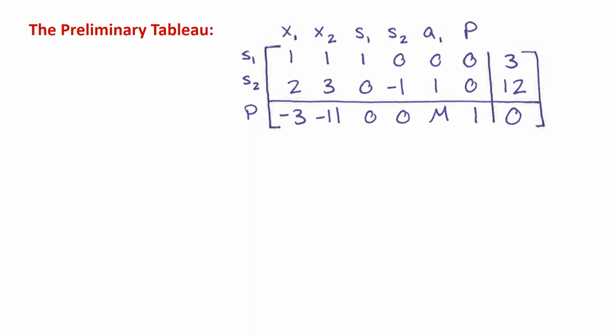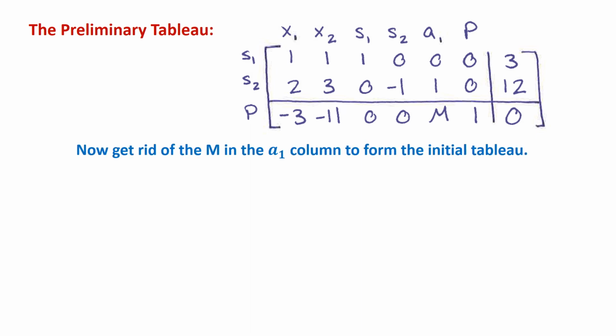Now remember, this is called preliminary because this still does not have a feasible solution. We can see that our basic variables are s1, s2, and p. s1 has value 3, but that negative 1 in the s2 column gives us that s2 is negative 12, and that's impossible. So we're going to get rid of the m in the a1 column to form the initial tableau.